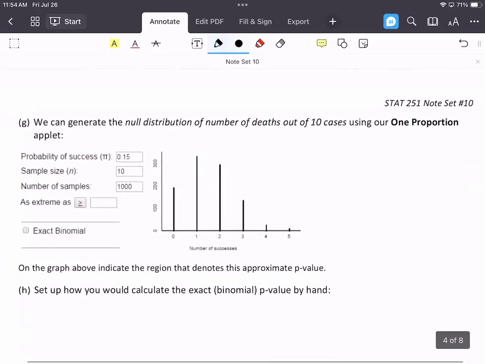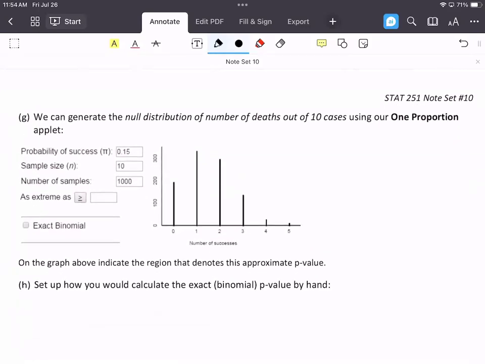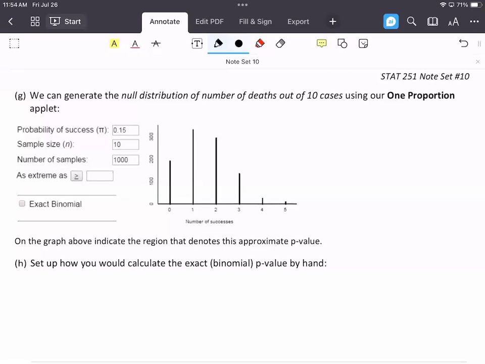So I plugged it into the applet. You can plug it into the applet too and run this. If I run it again, will it be exactly the same? And the answer is no. But we can generate the null distribution of the number of deaths out of 10 cases using the one proportion applet.